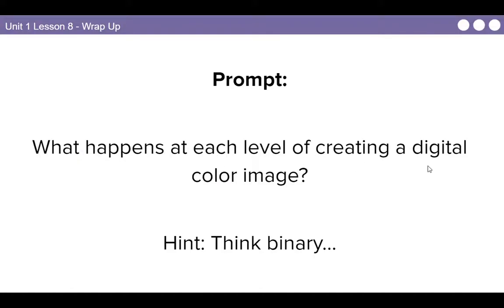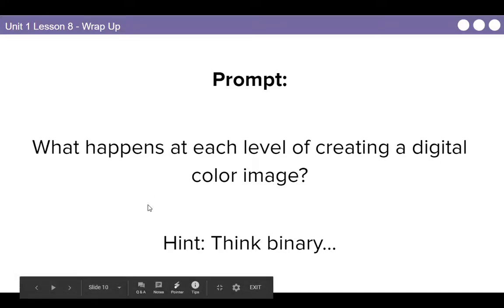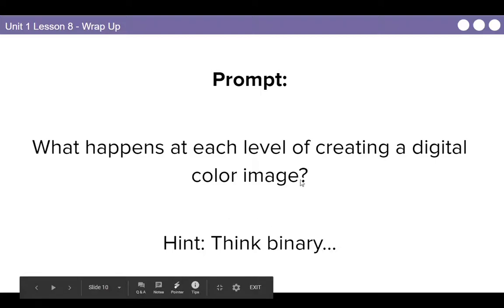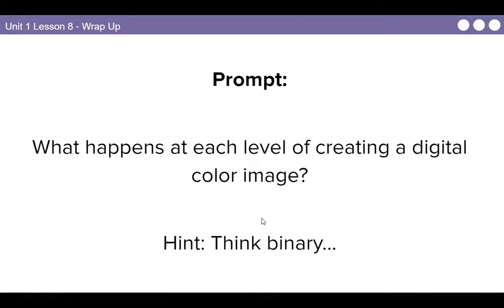What happens at each level creating a digital color? All right, so think binary. Think of how binary works, and then combine that with RGB. And we went over this in the RGB section, so summarize how you get binary to decimal to a color.